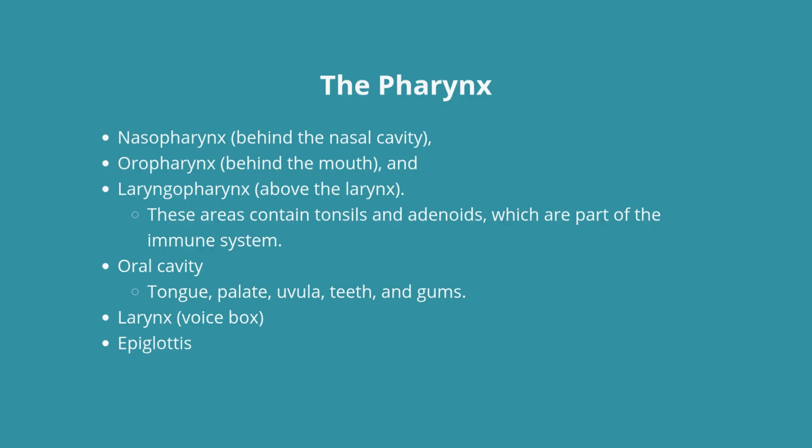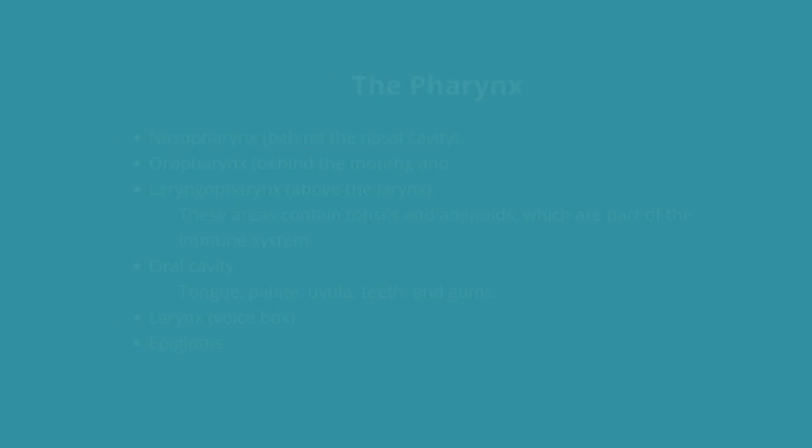Moving to the pharynx, we see multiple parts: the nasopharynx, oropharynx, and laryngopharynx. These areas contain tonsils and adenoids, which are part of the immune system. The oral cavity includes the tongue, palate, uvula, teeth, and gums. The larynx, or voice box, contains the vocal cords and is responsible for sound production. The epiglottis closes off the airway during swallowing to protect the lungs.